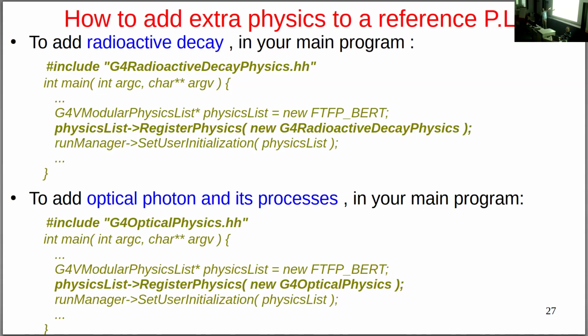There was a question before, how can I have this? So this is how, in one line, you can enable, on top of a physics list which doesn't have radioactive decay, such as FTF-Bertini, radioactive decay, and similar for optical physics, for instance.